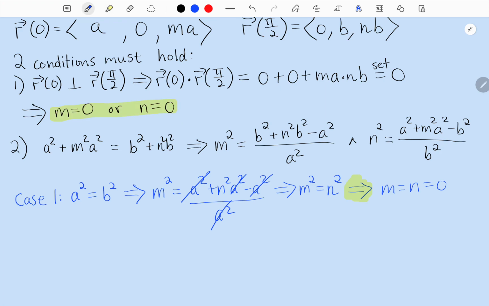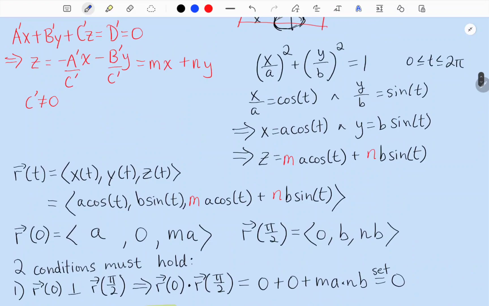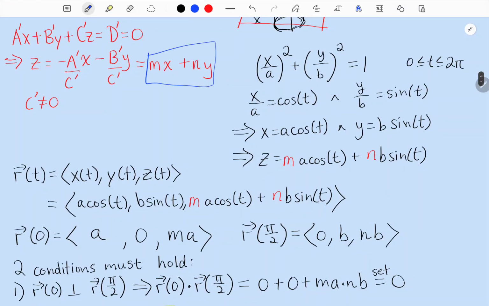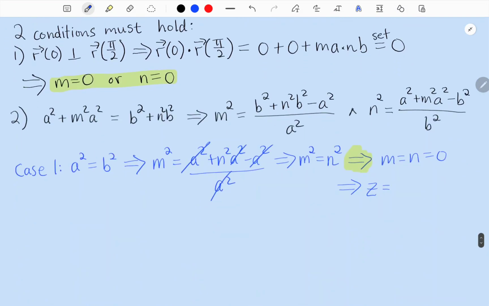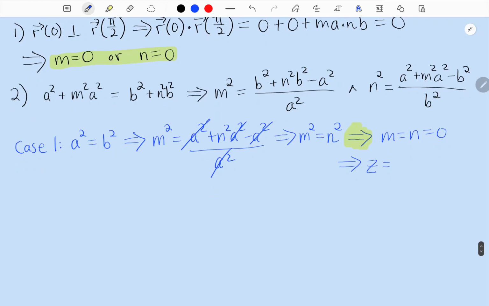So that's pretty cool. But what does this mean? What does this say about our plane z is equal to mx plus ny? That's how we set up our plane to begin with, right? If m and n are both 0, then z is just equal to 0.